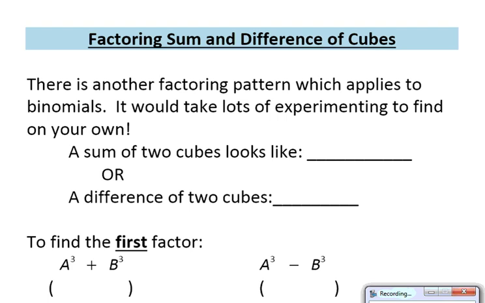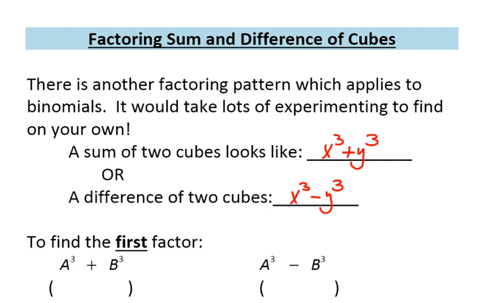Here's another factoring pattern which we haven't discussed before, which applies to binomials. It would take lots of experimenting to find it on your own. A sum of two cubes would look something like this: x to the third plus y to the third, or a difference of two cubes, which would be x to the third minus y to the third.